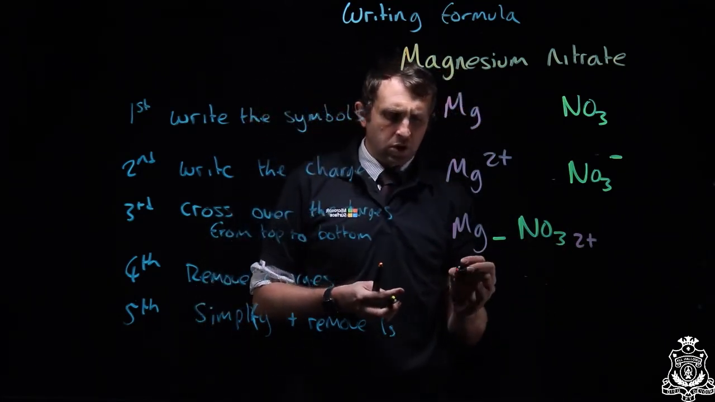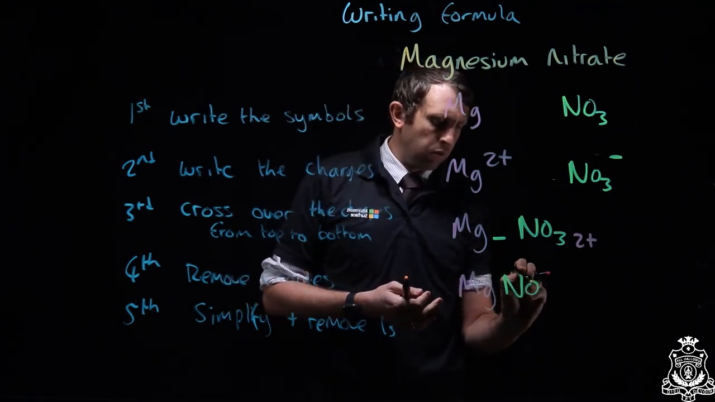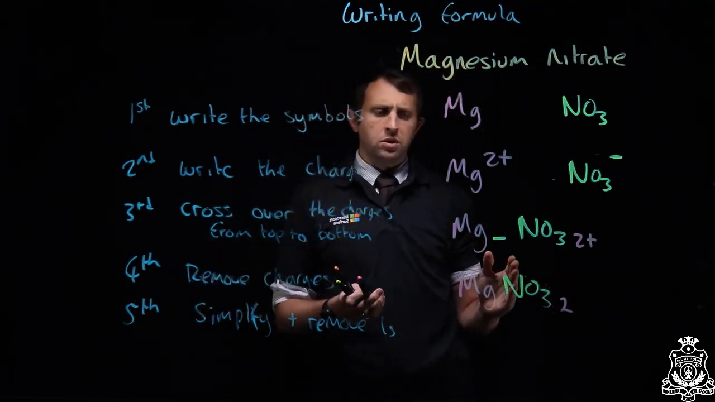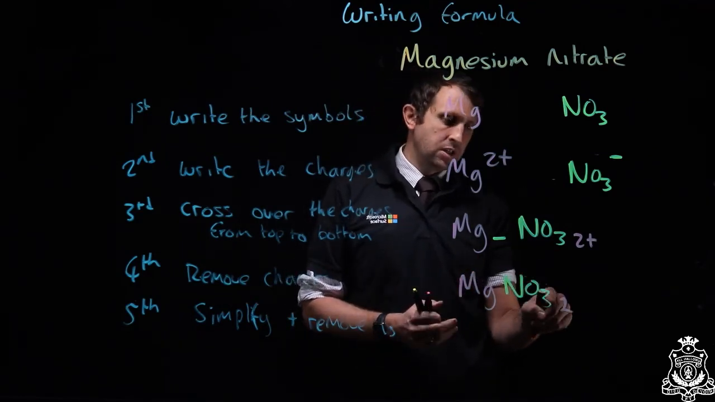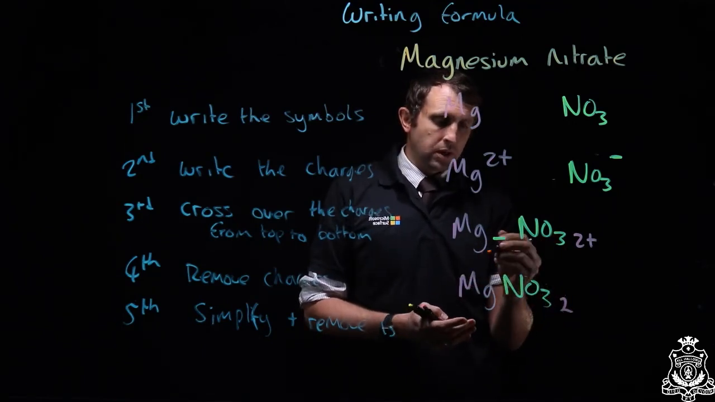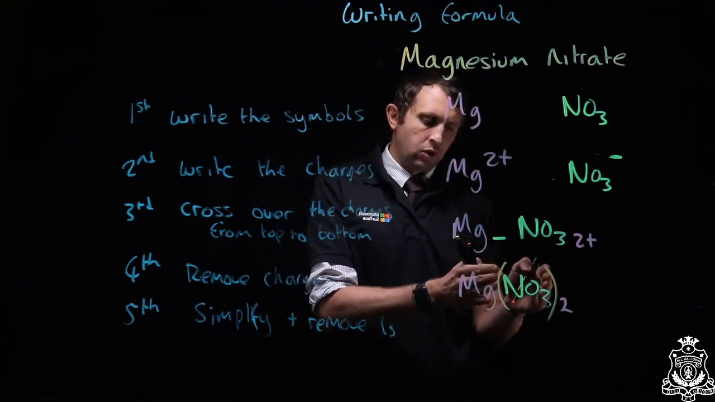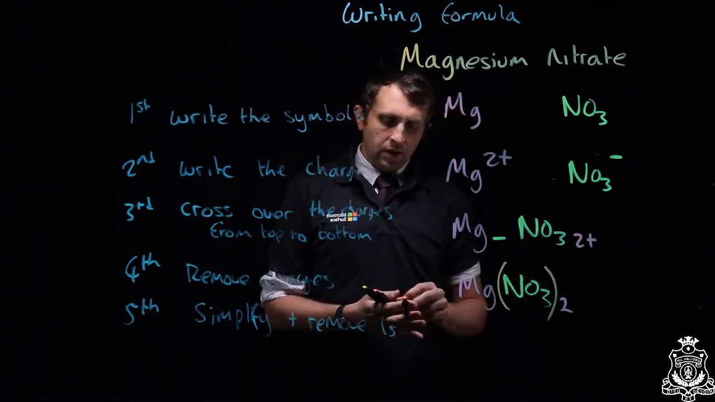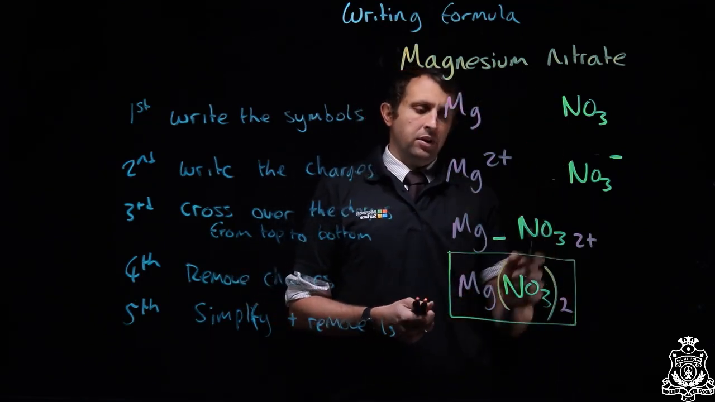Remove the charges. Let's remove the charges before we do anything else. Mg, NO3, 2. Now that doesn't look right, so we need to do something. Now what we need to do is add brackets around the polyatomic ion, because this 2 means there are going to be 2 of these ions. So we put that in brackets. So the 2 now corresponds to that polyatomic ion. We've simplified it, we've removed the ones already. So there is our formula for magnesium nitrate.